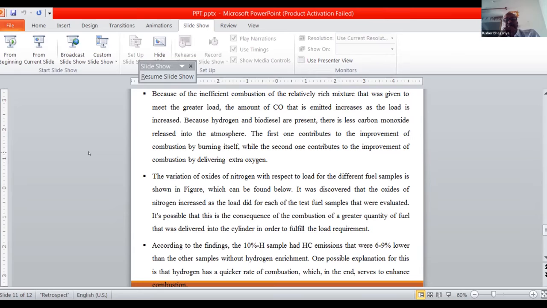According to the findings, the 10% soybean with 10% hydrogen sample has HC, that is the hydrocarbon emission, that was 6 to 9% lower than the other samples without hydrogen enrichment. One possible explanation for this is that hydrogen has a quicker rate of combustion, which serves to enhance the combustion.